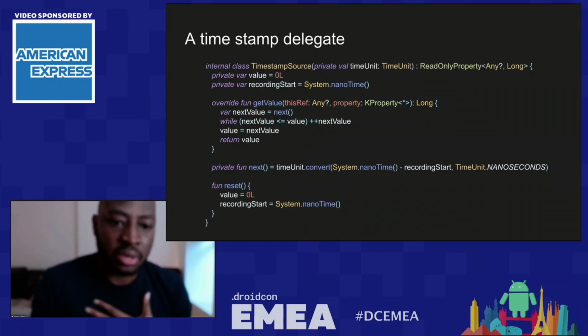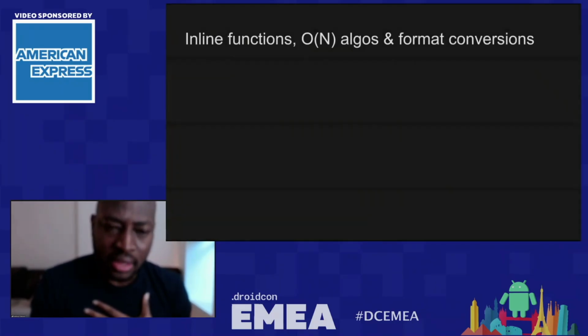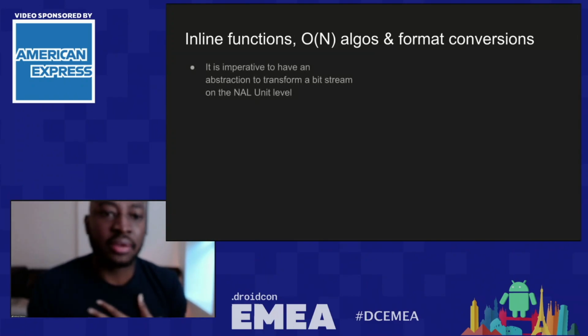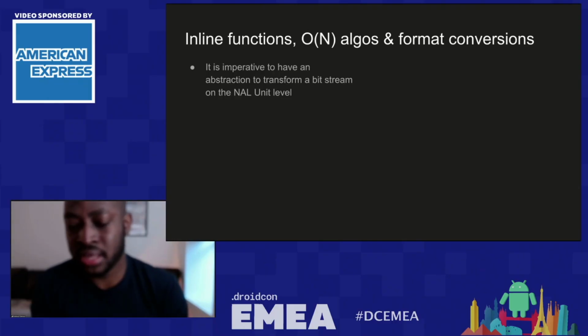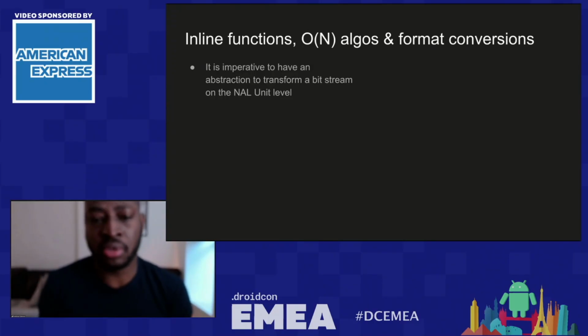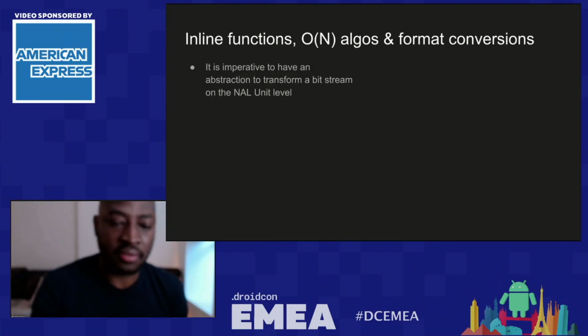Next, I want to talk about inline functions, O(N) algorithms, and format conversions. Now, it is imperative to have an abstraction to transform a bit stream on the NAL unit level, because there's a lot of things you may want to do. So, you may want to filter stuff, you may want to add stuff, but it's imperative to be able to operate on a bit stream on a NAL unit level.